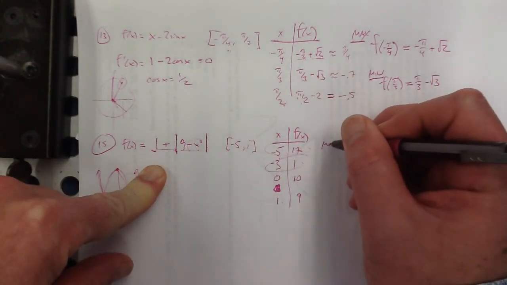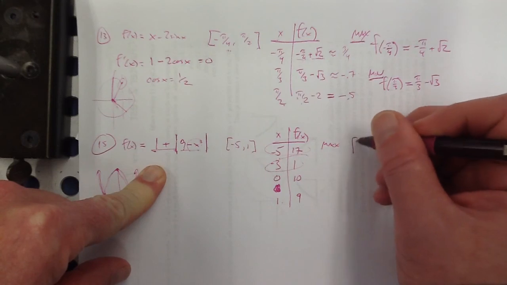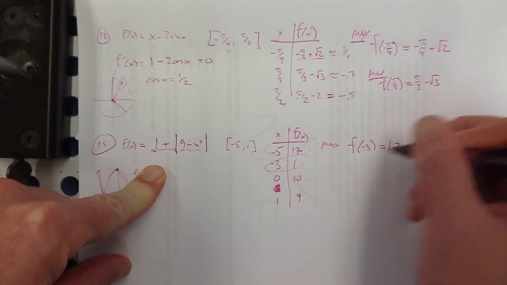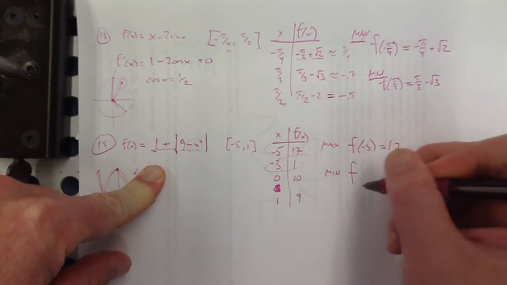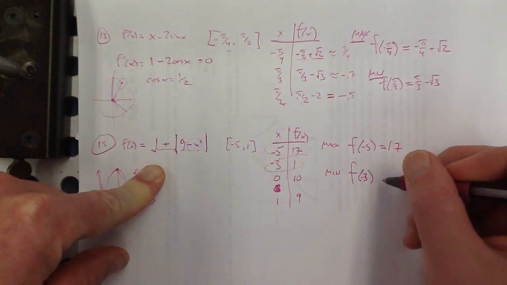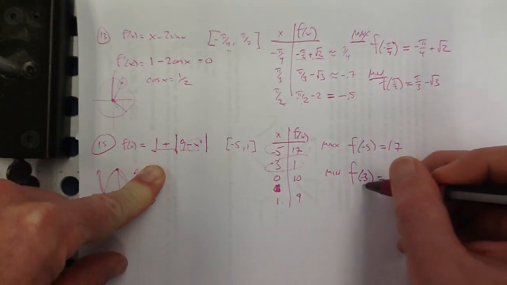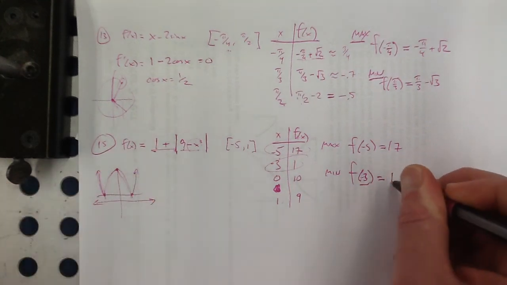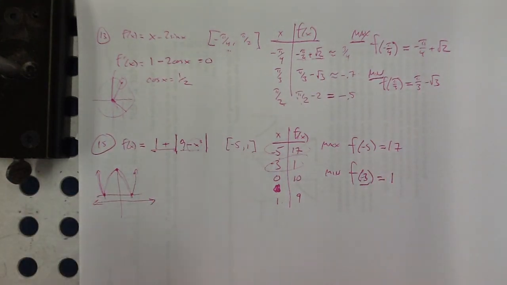So I got max f of negative 5 is 17. My absolute minimum on this closed interval is at f of negative 3. It's at negative 3, and it is 1. And let's do a quick check of that. And then we will part ways for now. That's good.